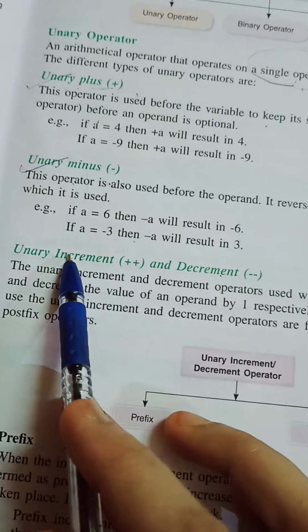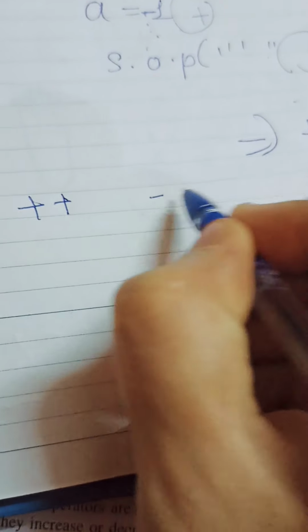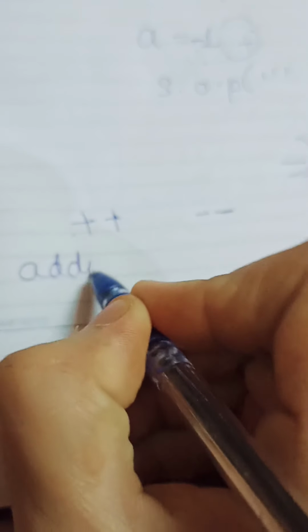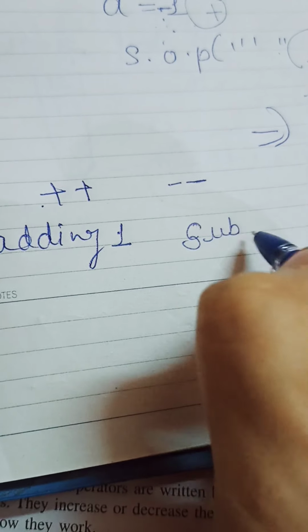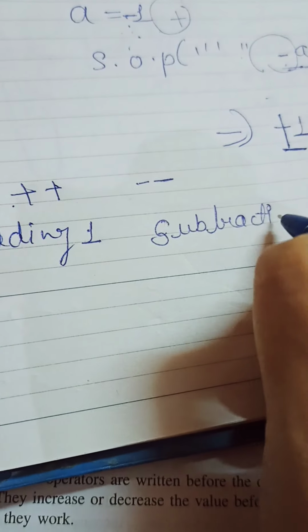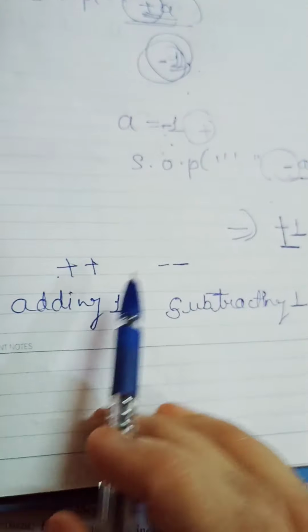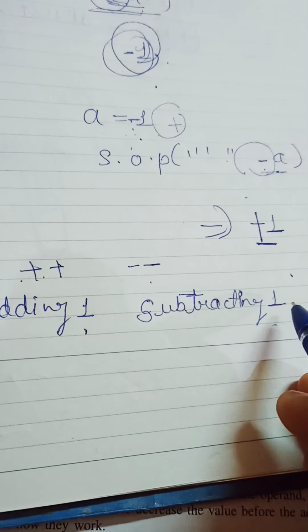So we are done with the unary plus and unary minus. Now coming to the unary increment and unary decrement. Students, there are two things: first is the increment and second is the decrement. Increment means adding 1 and decrement means subtracting. Increment means we are going to add 1 to the value, and decrementing means we are going to decrement the value by 1.